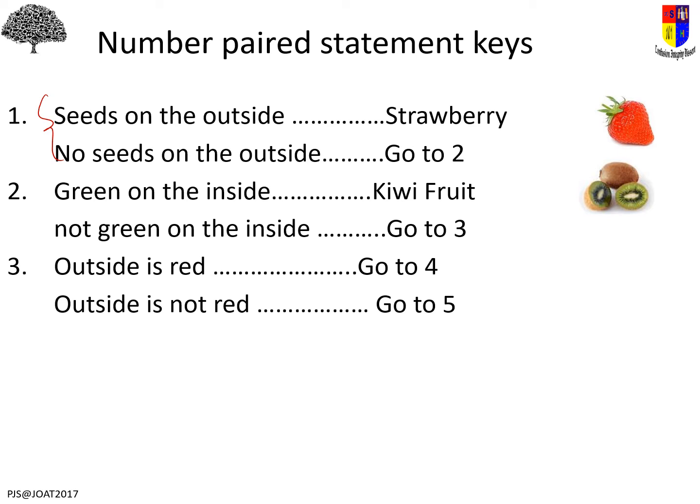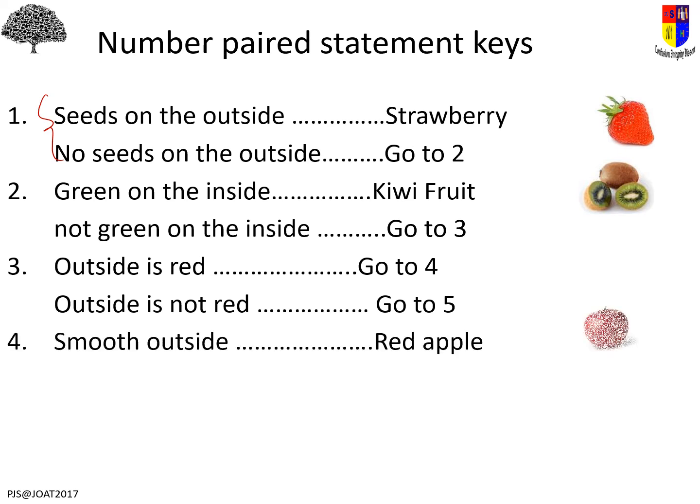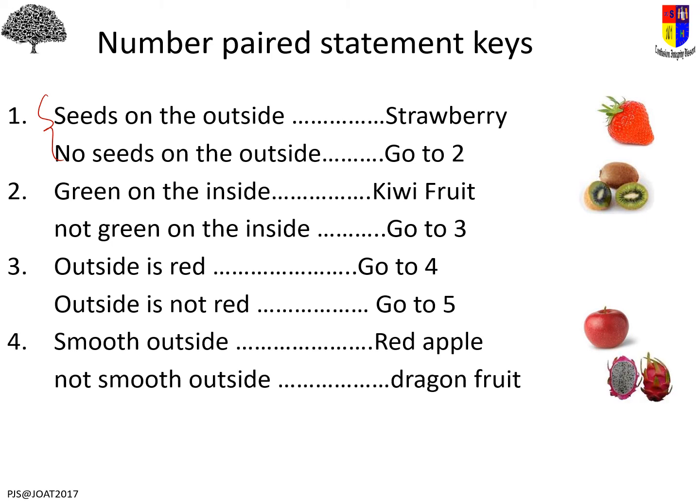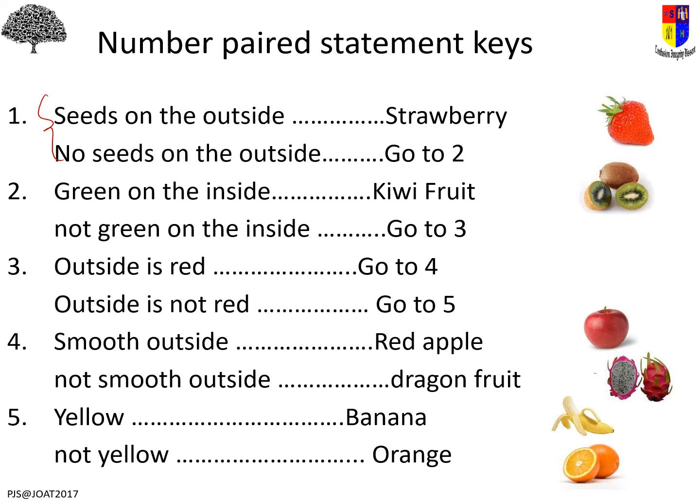Now we've got 2 branches on this one, as it were. So the ones that are left, if the outside is red, I'm going to go to 4. If the outside is not red, I'm going to go to 5. Now notice, although the strawberry is red, we've already got rid of the strawberry right at the beginning. So if it's smooth outside, this is our red ones, remember, it's a red apple. And if it's not smooth outside, it's something called a dragon fruit. It's the only one I think you might not have seen. If the outside is not red, I'm going to 5, and if the outside is yellow, it's a banana, and if it's not yellow, it's orange.